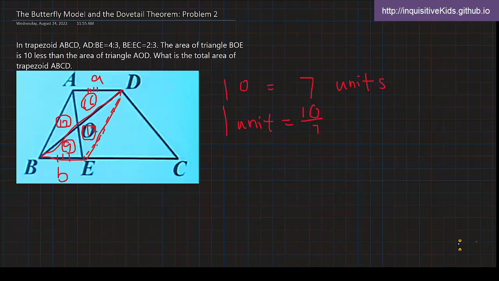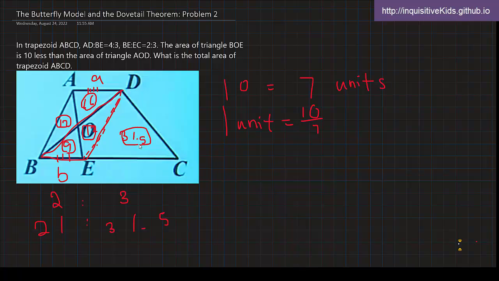And now this is when our second ratio comes in. BE to EC is 2 to 3. So if here this is 21, here this would be 31.5. So DEC is 31.5 units.